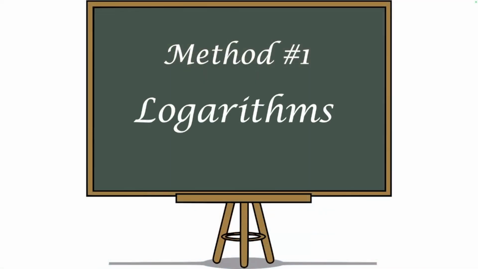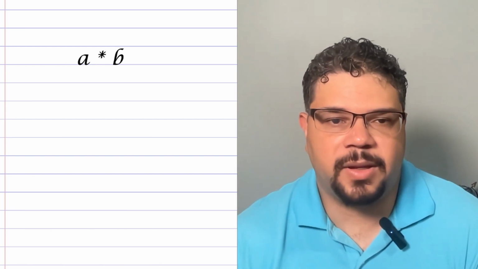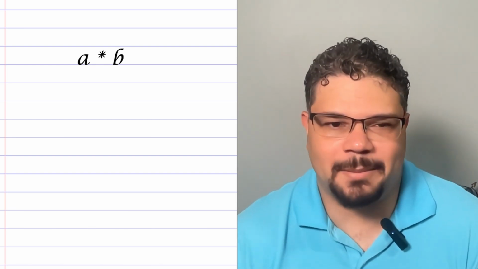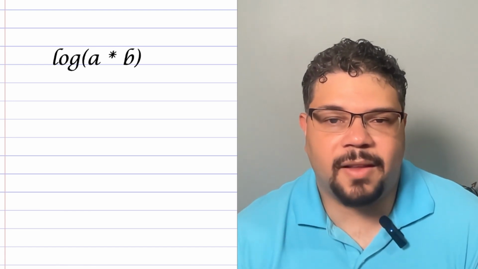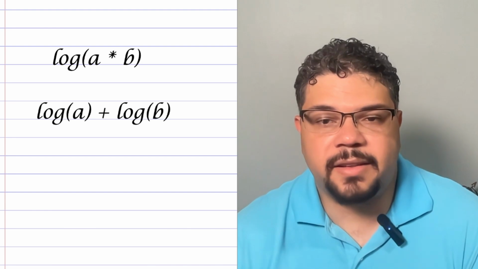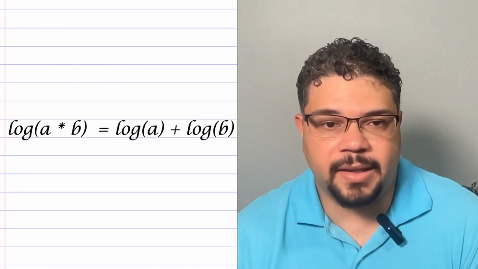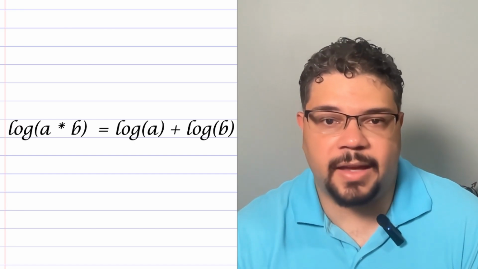Method 1, logarithms. To find the product of two numbers a and b, you can either multiply them, a times b, or take the log of each number, add the logs, and then exponentiate. That's actually the defining property of logarithms. Log of a times b is equal to the log of a plus the log of b. To multiply two vectors, we just need to know what the log of a vector is, then add the logs. But what is the log of a vector?